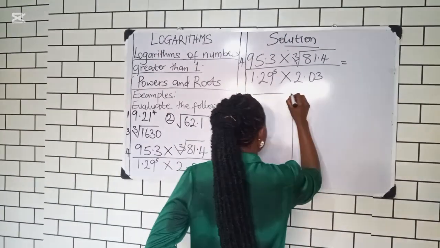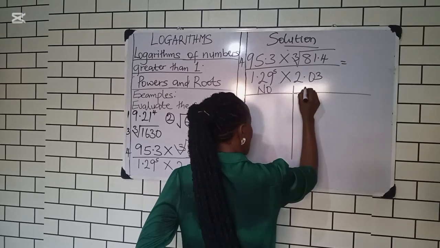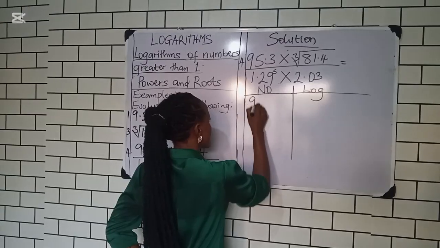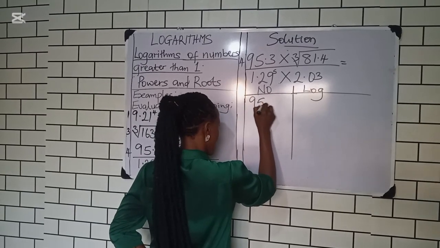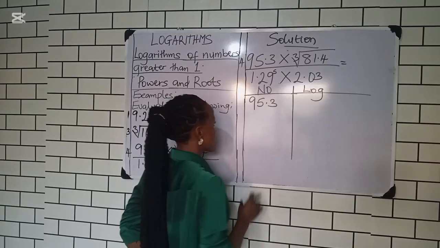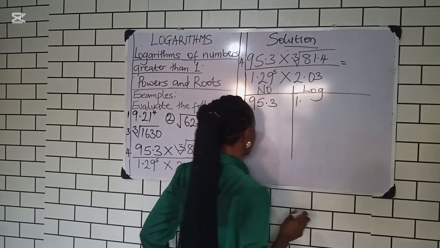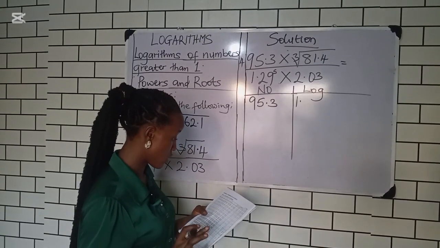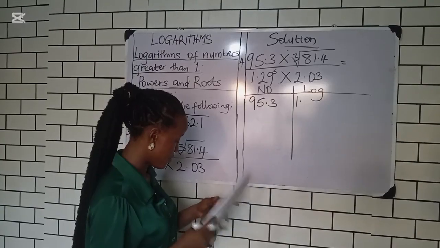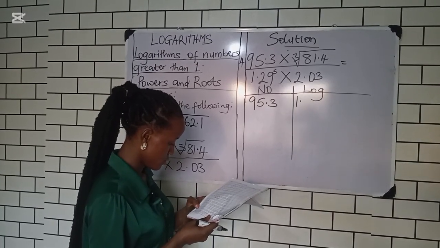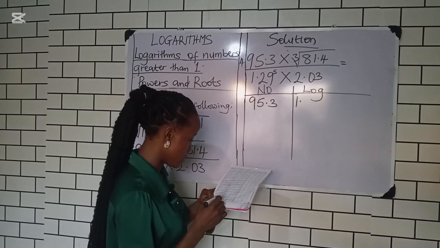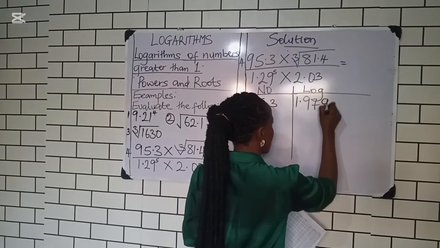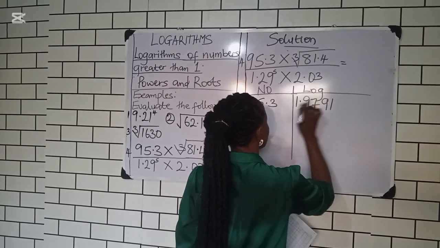Now you draw your table. Have your number side, have your log side. The first number here is 95.3. Write your 95.3. The characteristic part of this number is 1. Have your 1 point. Now we're going to look for 95 under 3 in your log reading table. 95 under 3 here is 9791. There's no difference here.